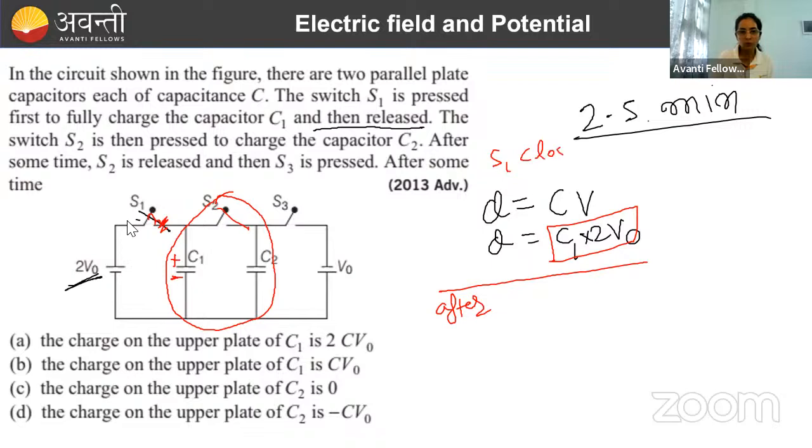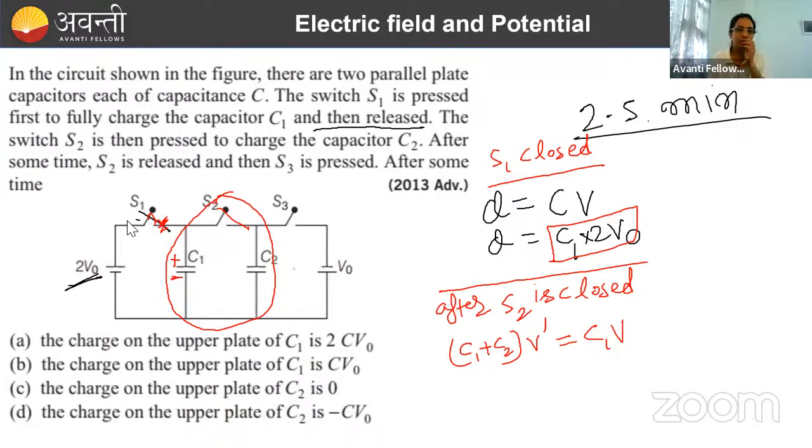So finally what is going to happen after S1 closed? So S1 closed, then we are going to get charge on C1. After S2 is closed, what are we going to see? We are going to see that C1 and C2 will become in parallel and they will have same potential. So in parallel means C1 plus C2. Suppose final potential is V dash and that will be equal to how much? C1 V, because initial charge was there only on C1, and what was the value of C1 V? 2V0. Then this much.